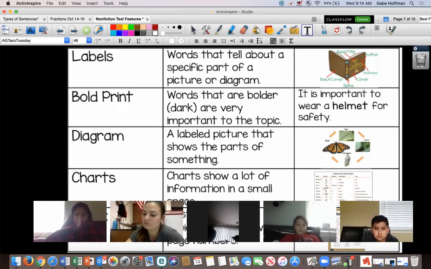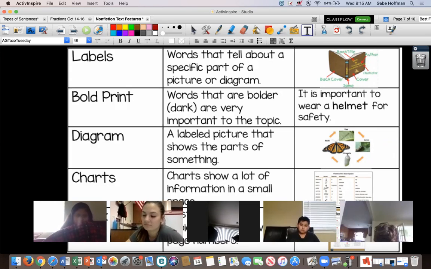Bold print. CJ, can you read that one? Words that are bolder, dark, are very important to the topic. Yeah, sometimes it can be a different color, sometimes it can be italicized, but that usually indicates that word is pretty important to what they're discussing on that page.